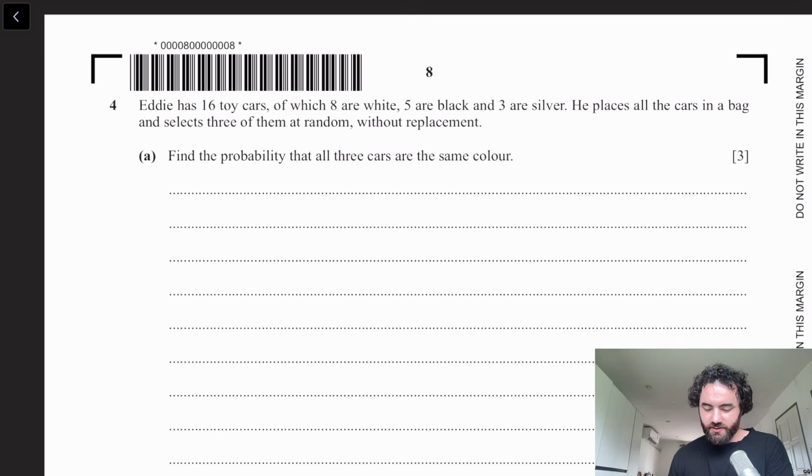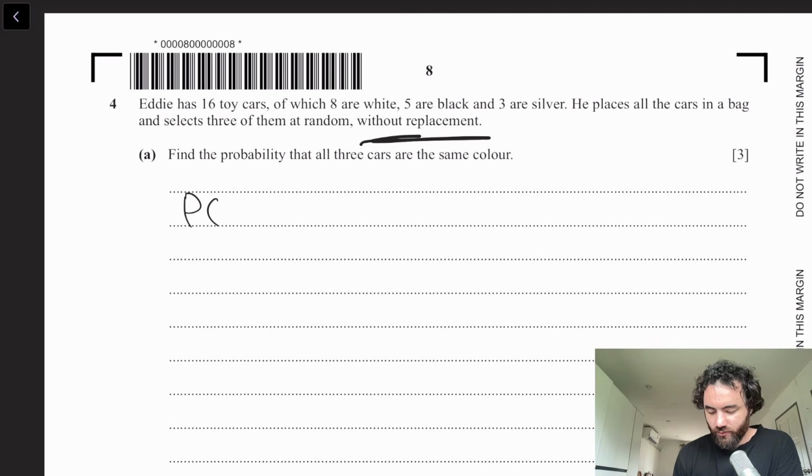Eddie has 16 toy cars. Do you, Eddie? Do you have 16 cars? Well, I've got 17, so deal with that. Of which 8 are white, 5 are black, 3 are silver. Cool story, Eddie. He places all the cars in a bag and selects 3 of them at random without replacement. Find the probability that all 3 cars are the same color.